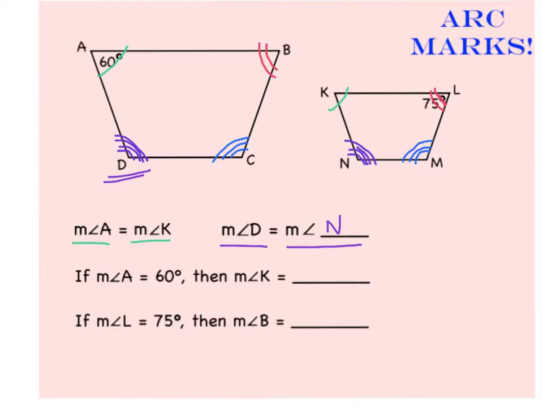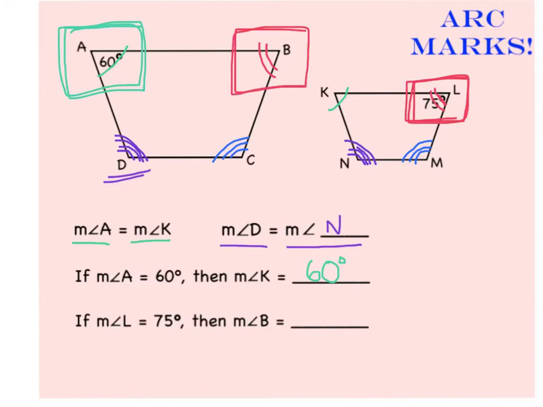Okay, if the measure of angle A is 60 degrees, and we know that it is because they're showing that in our figure, it's given, then the measure of angle K will also be 60 degrees because we know that they are equal in measure. Okay, now if the measure of angle L is 75 degrees, and we know that it is because they gave that to us in the figure, then we know that the measure of its corresponding angle, angle B, will also be 75 degrees.